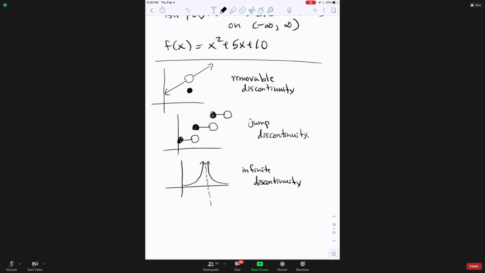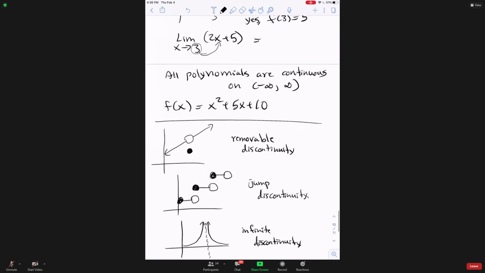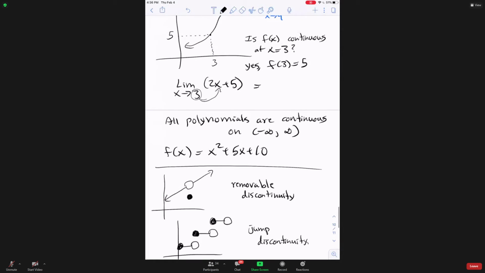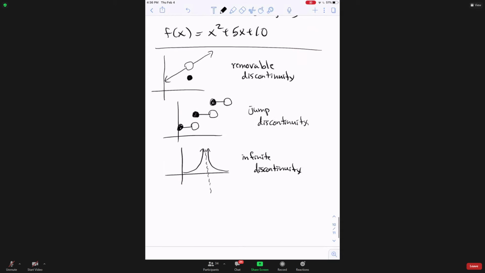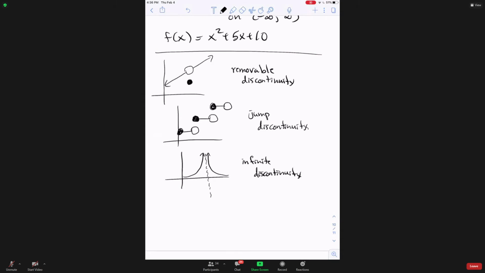Now, on an exam, I'm not going to ask you, hey, tell me what kind of discontinuity is this? That's just not my style of question. This is just for your general knowledge. What I emphasize more is, hey, is this continuous or not? Tell me why or why not. So to answer your question, you see this third example with the vertical asymptote there? That's an infinite discontinuity. So if you have an asymptote, yeah, it's discontinuous at that x value.